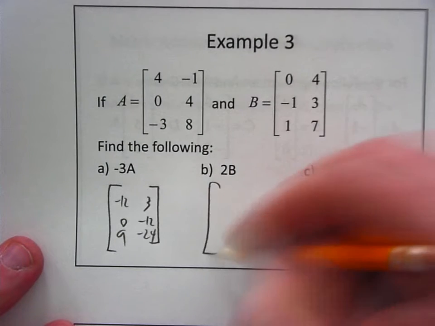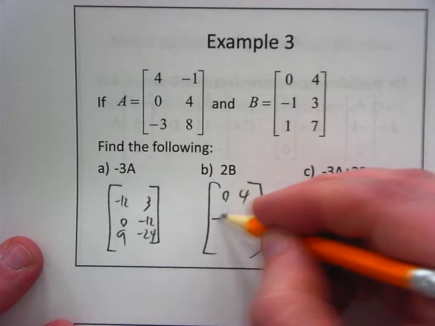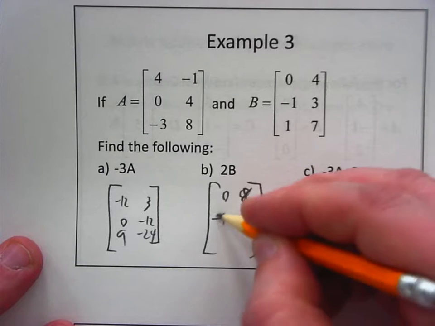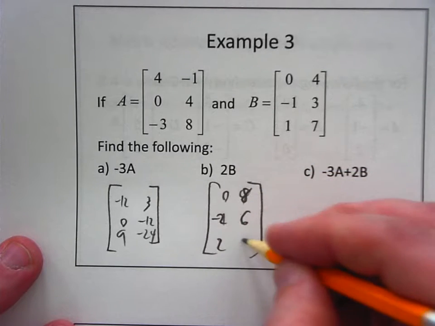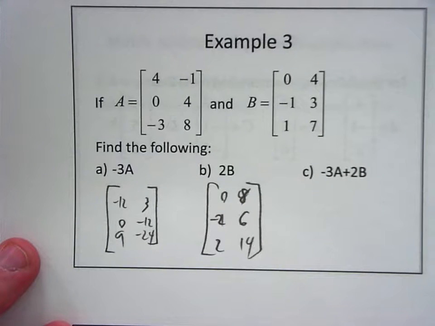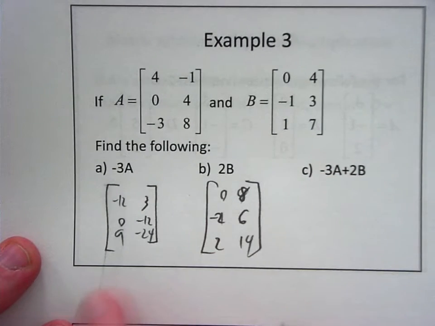2b, you're just going to double all the values in there. 0.4, or 0.8, -2, 6, and 2, 14. Then what would you do for C? We already actually multiplied them out, right? So just add them together.